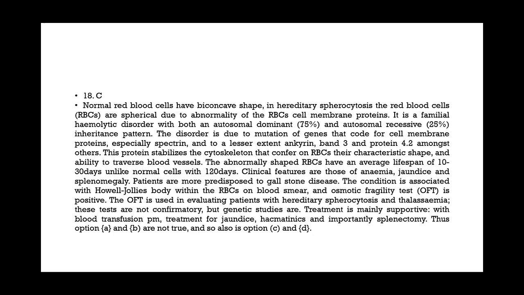Now, treatment for jaundice: you give hematinics and, importantly, splenectomy. Now, you see, in a patient with hereditary spherocytosis, splenectomy is the surgical treatment because as the red blood cells pass through the spleen, they are destroyed because of the abnormal structural protein in their cytoplasm. So you just remove the spleen to prevent the lysis of these cells.